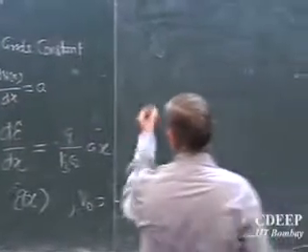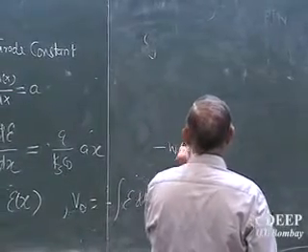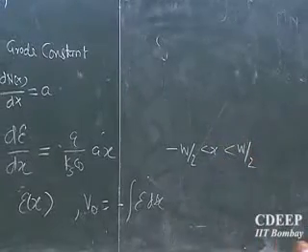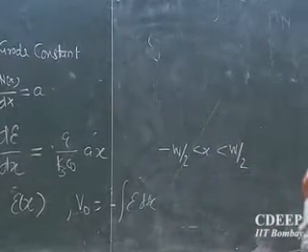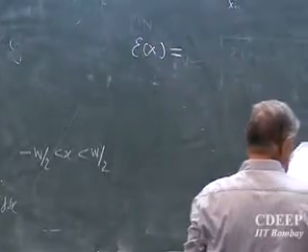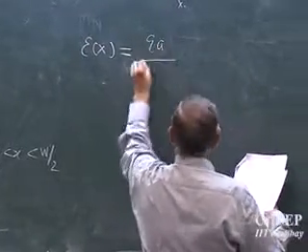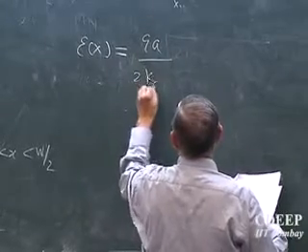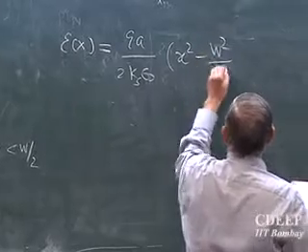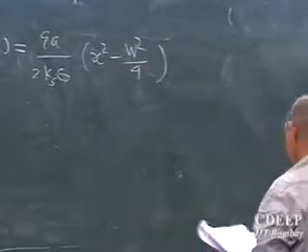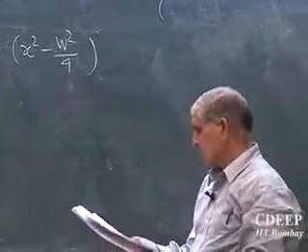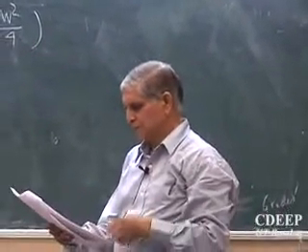So this equation, we essentially say from minus w by 2 to w by 2, this equation is valid. I have evaluated it, just write down the final answer. Ex, I differentiated this, I get qa upon 2 ks epsilon 0 times x square minus w square by 4. This is my Ex.